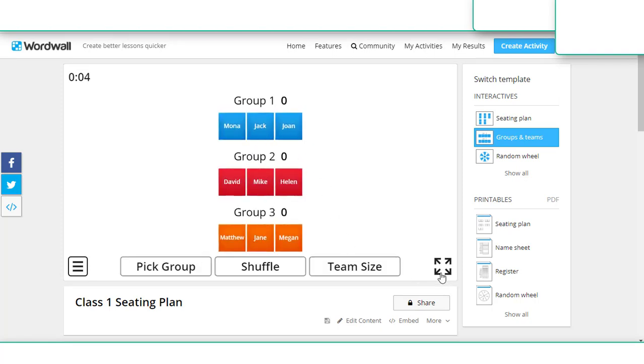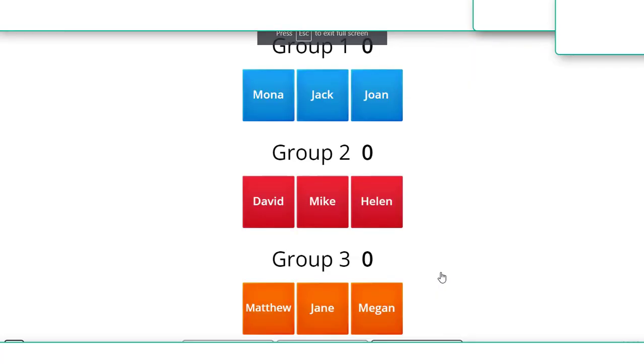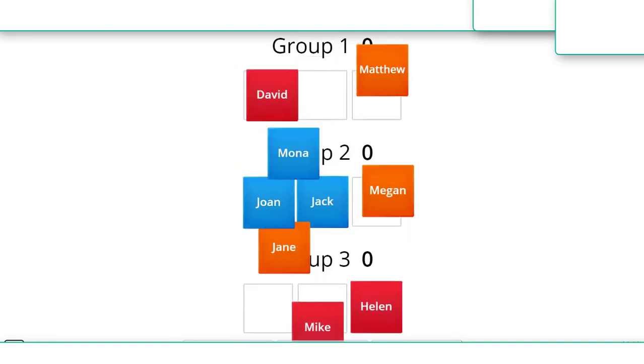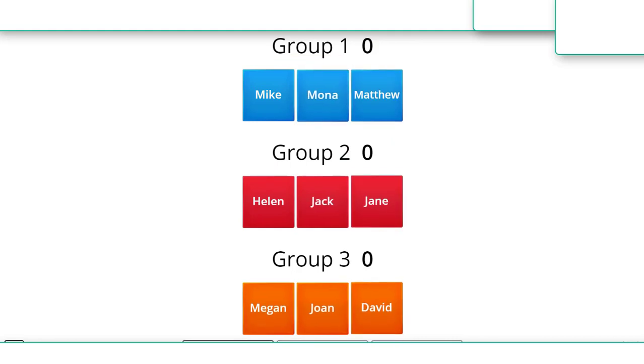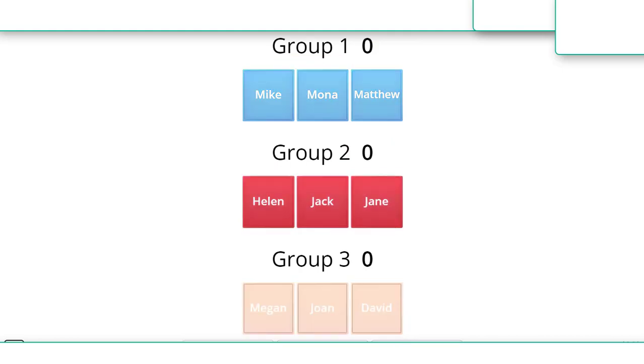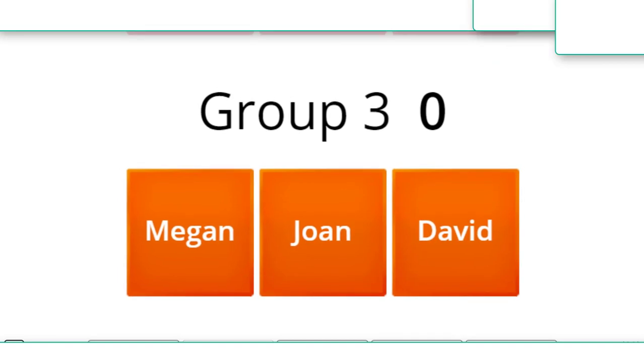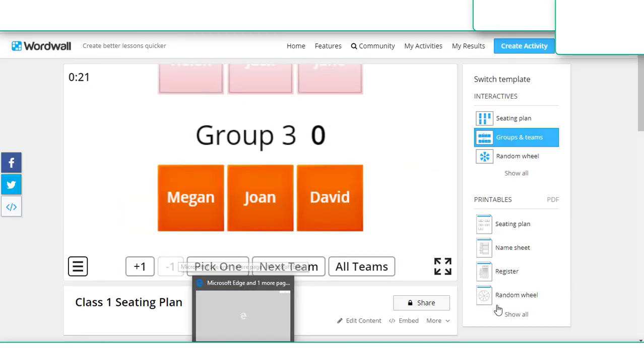There you have your group. You can make it bigger if you go across the screen like that. And you can shuffle them if you like. And you can pick one group if you like. So that's how the seating plan works.